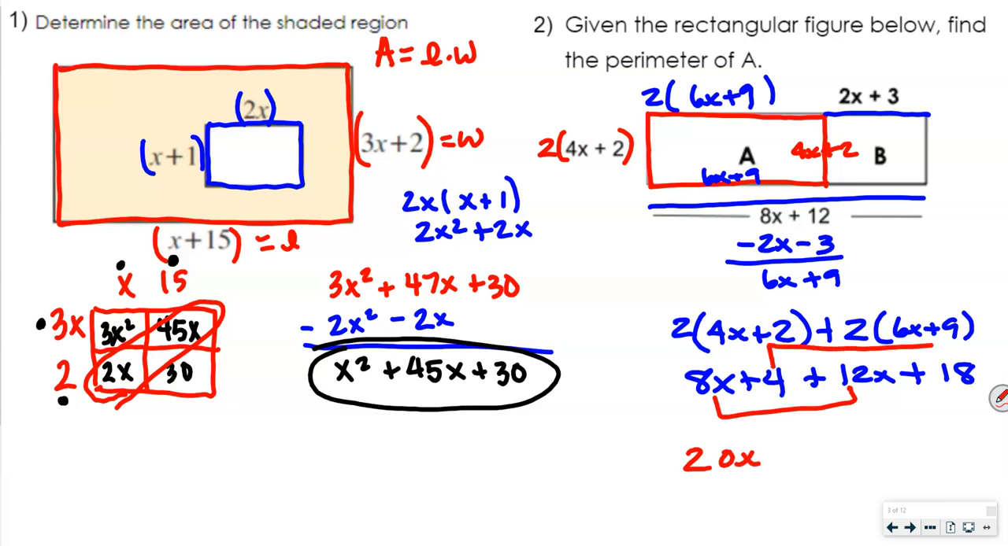And then we're going to add our 4 and our 18, and that's going to be 22. So that would be our answer there, okay?